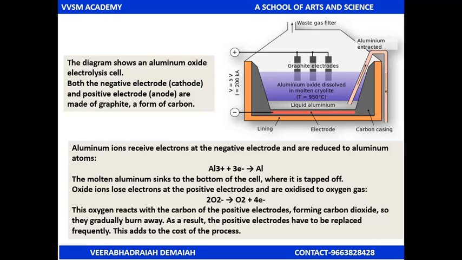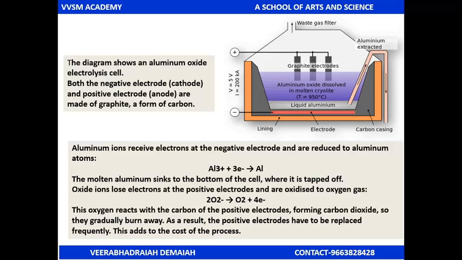Aluminium ions receive electrons at the negative electrode and are reduced to aluminium atoms. Aluminium 3+ gains electrons and gives aluminium. The molten aluminium sinks to the bottom of the cell where it is tapped out periodically.